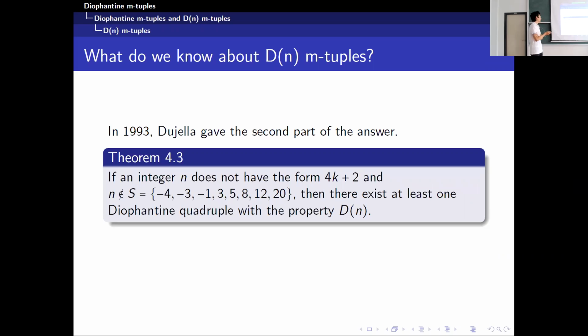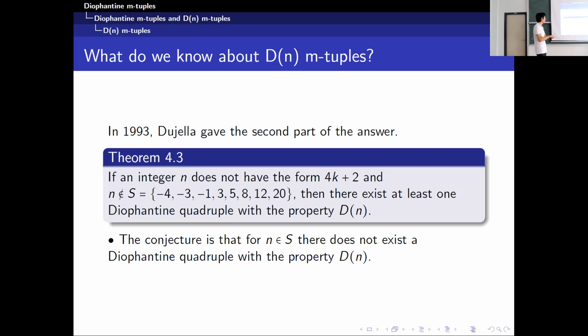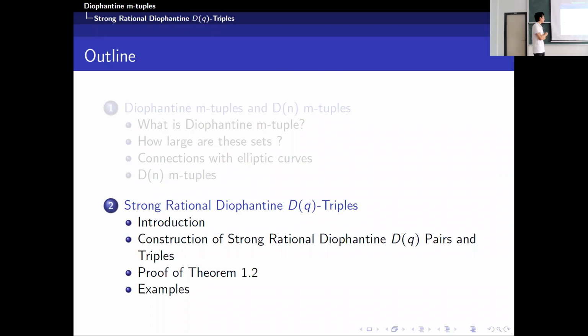The second part of the answer was proved by Dujella. If an integer n does not have the form 4k plus 2 and is not an element of S, you can see the set S here. These are exceptional numbers. Then there exists at least one Diophantine quadruple with the property Dn. There is also a conjecture here: if n is an element of S, there does not exist a Diophantine quadruple with the property Dn. And this is the first part.